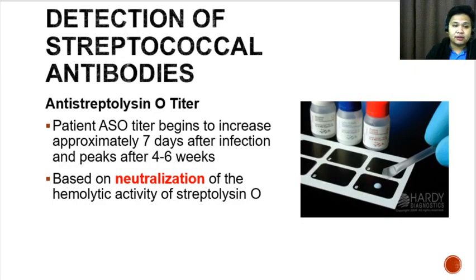We have here the various serological tests used in the detection of streptococcal antibodies. The first one is the determination of anti-streptolysin O titer. The patient's ASO titer begins to increase approximately 7 days after infection and peaks after 4 to 6 weeks. The determination of the anti-streptolysin O titer is based on neutralization of the hemolytic activity of streptolysin. If the patient has produced antibodies against streptolysin O, these antibodies will bind streptolysin O and prevent it from causing hemolysis.